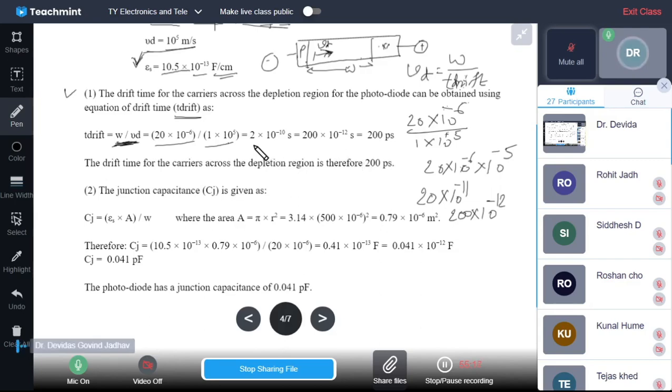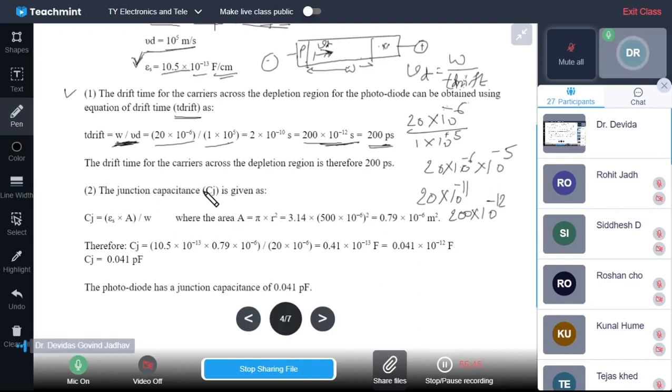So 2 into 10 raised to minus 10 second, or 200 into 10 raised to minus 12 second. Minus 12 you can replace by pico. Minus 12 is pico, so 200 picosecond is the answer. T drift is 200 picosecond. So the drift time for the carrier across the depletion region is 200 picosecond.